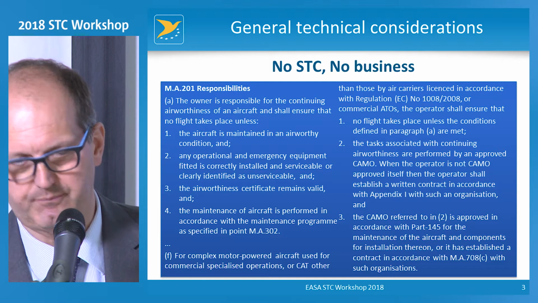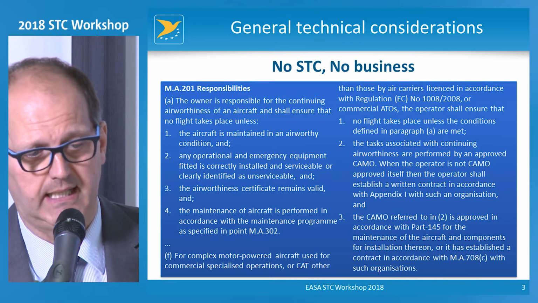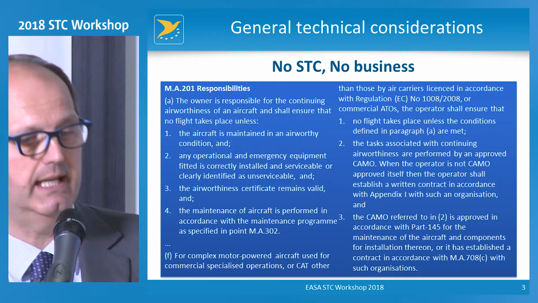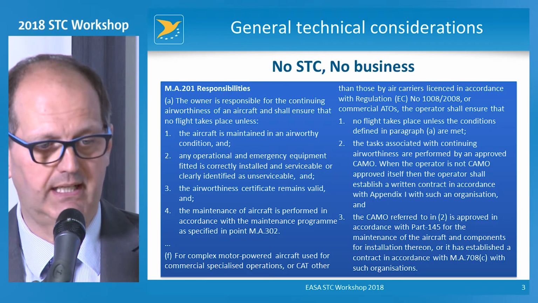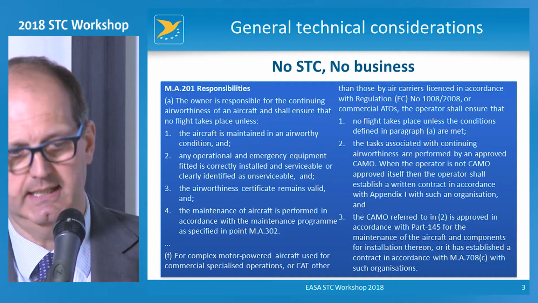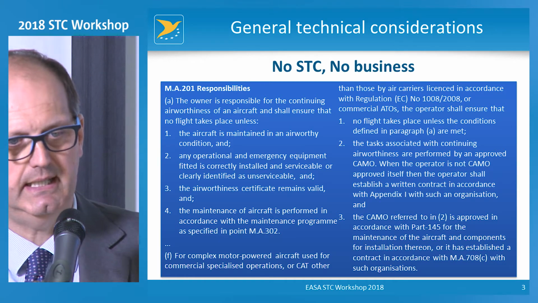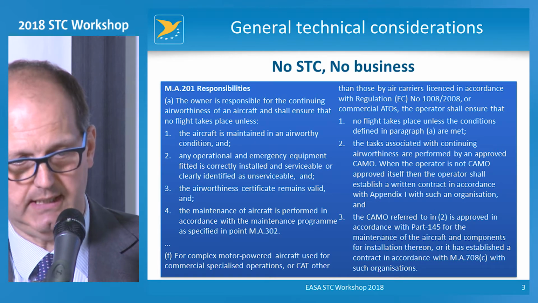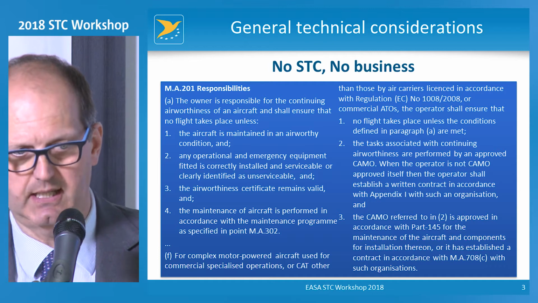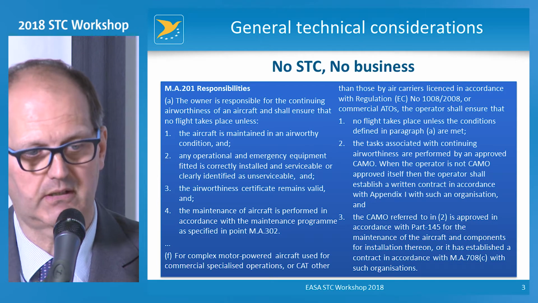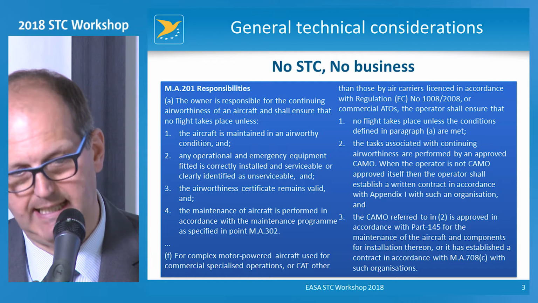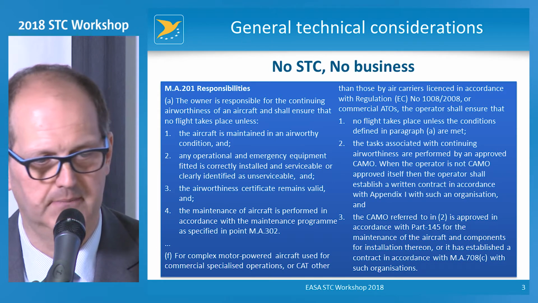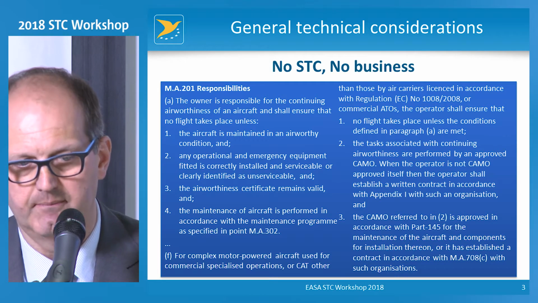So if we have to keep the aircraft airworthy, and to make sure that the equipment is correctly installed and serviceable, then we are under the remit of Part M. In order to make sure that number 3 is true, that is, the airworthiness certificate of the individual aircraft remains valid. And then at the end, that the maintenance is performed in accordance with a maintenance program as further specified.